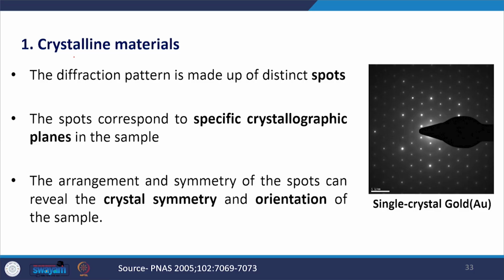The first one is crystalline materials. The diffraction pattern is made up of distinct spots. These spots correspond to specific crystallographic planes in the sample. The arrangement and symmetry of the spots can reveal the crystal symmetry and orientation of the sample. For example, in case of single crystal gold, you get this kind of distinct spots.